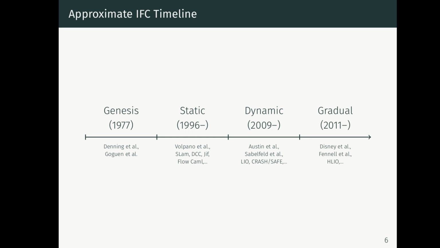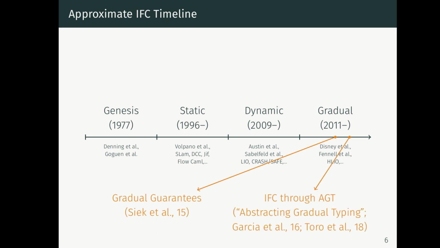Everything seemed to be going well in the Gradual IFC world until two things happened. First, there was the introduction of the gradual guarantees of Jeremy Siek and collaborators, which try to provide design guidelines for gradual languages. Now, the gradual guarantees in turn led Matías Toro and a few collaborators of his to explore a more first principles approach to gradual IFC, relying on this abstracting gradual typing methodology. In doing so, they revealed an important tension between the gradual guarantees and IFC.